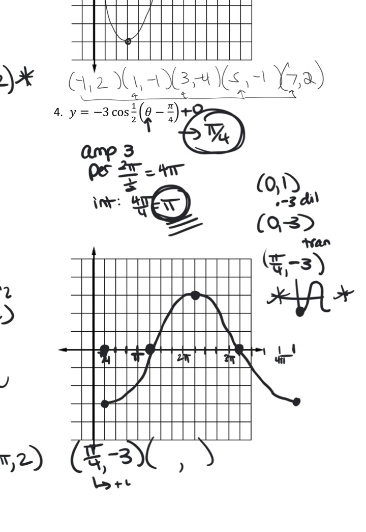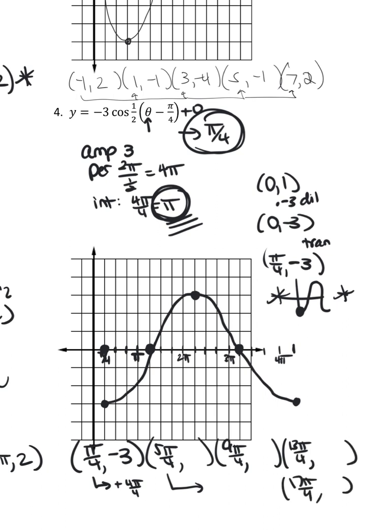So if you're adding pi, get a common denominator, you'll get 5 pi over 4. Add 4 pi over 4 to that, so 9 pi over 4. Another 4 pi over 4 would be 13 pi over 4. And lastly, 17 pi over 4. I'm at -3 to my baseline, +3 to my baseline, and then back down to -3.